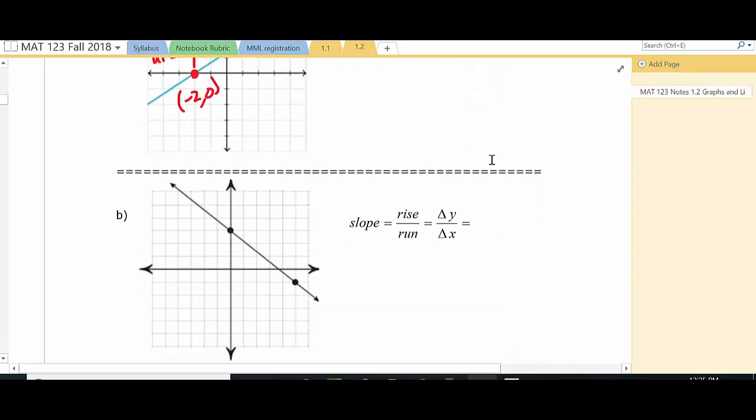Would you consider that positive or negative when we get an answer? Negative. Going downhill, that's negative. Okay, so this time, let's just start from this point and go to this point. What you would do is you would go down. That would be your rise. And then you would go over to get the other point. That would be your run like that.